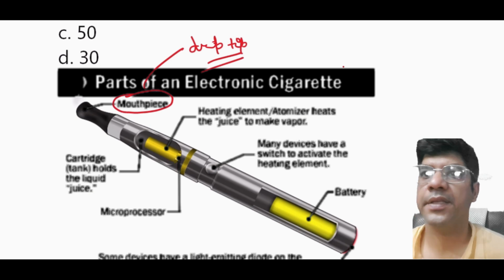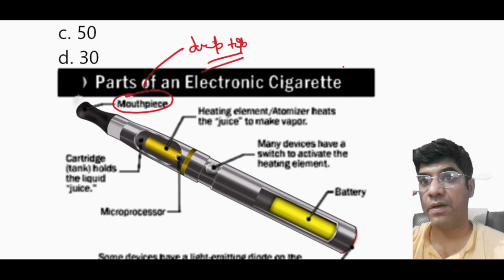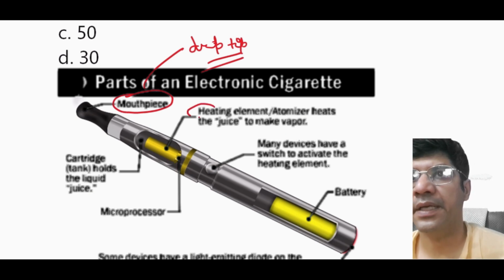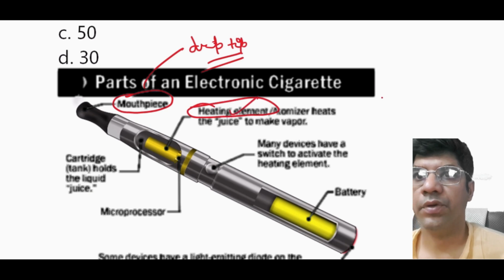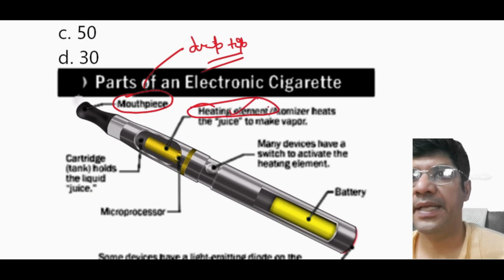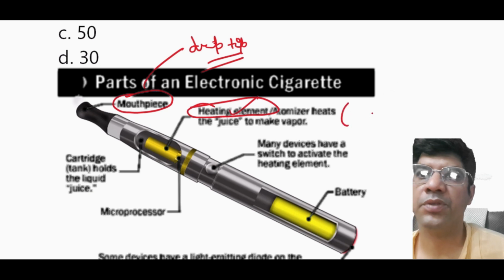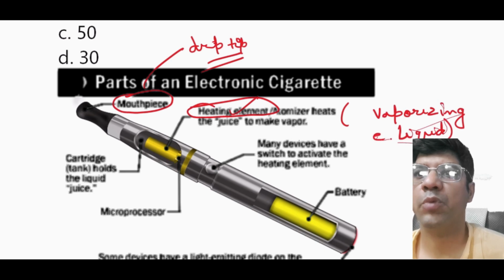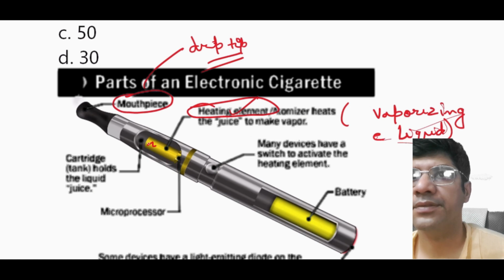So this is where the user chooses the e-liquid flavor and nicotine concentration. Here they are contained. Second is the heating element. This heating element is responsible for vaporizing the e-liquid. So it consists of a small coil. Here there is a small coil that heats up when activated, turning the e-liquid into vapor.